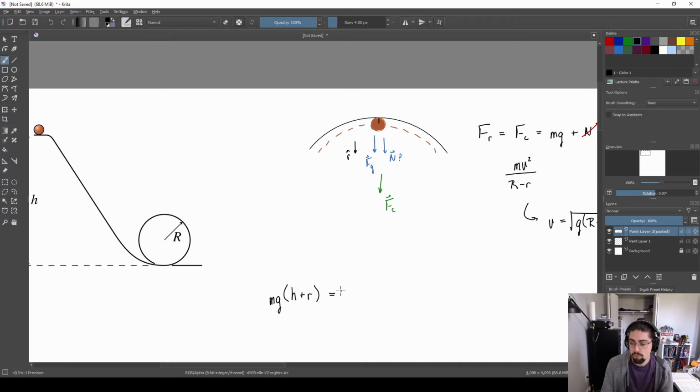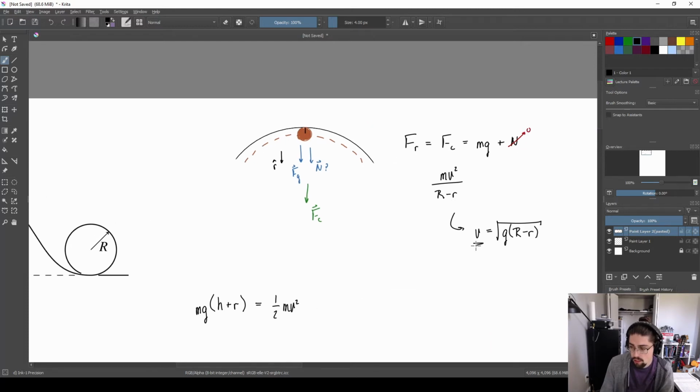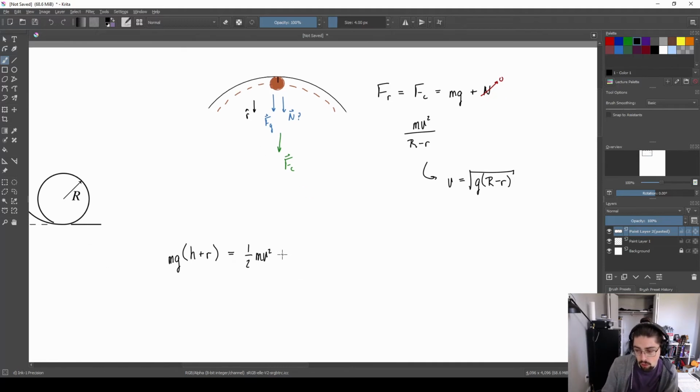What I would rather do is I would much rather just say, all right, well, that's going to be split up into a 1/2 mv squared. But also, what makes this a little bit more difficult is that this is also going to be a 1/2 I omega squared, and this is the rotational kinetic energy of the marble itself. This is the marble spinning in place, right? That's the energy associated with that.